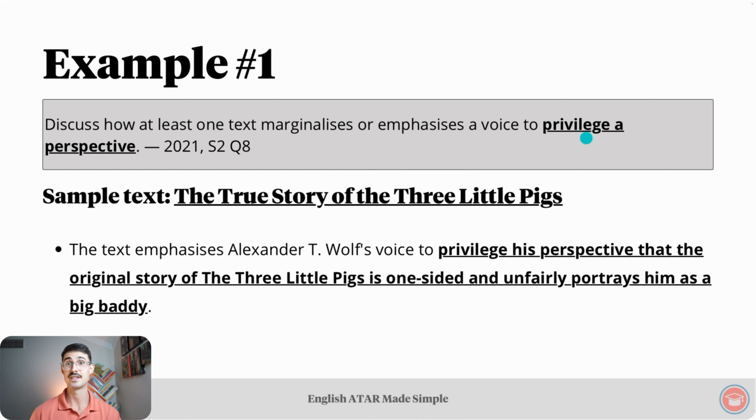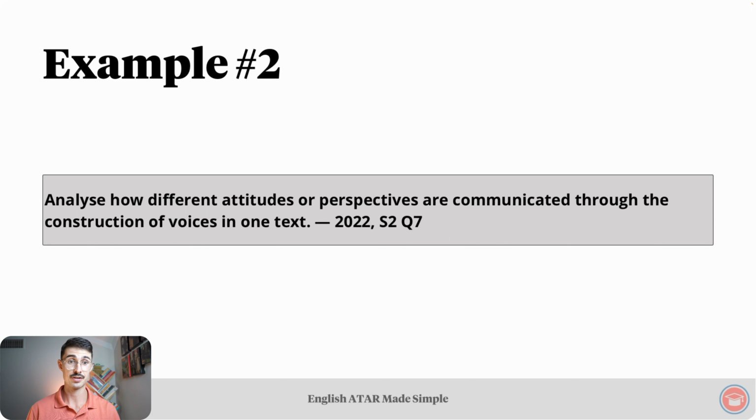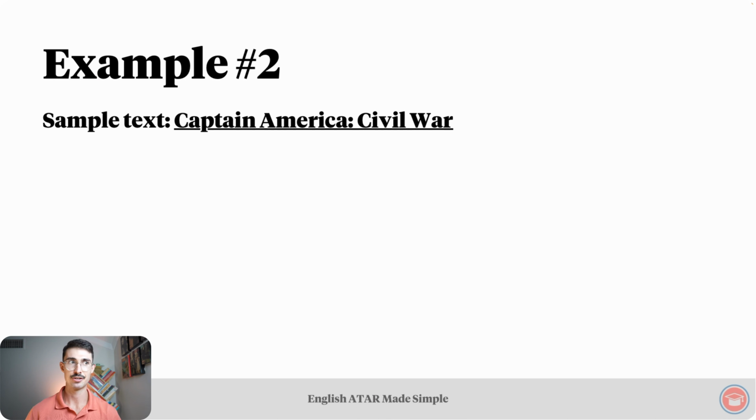A second and final example. Analyze how different attitudes or perspectives are communicated through the construction of voices in one text. So with this question, we're looking at how attitudes or perspectives are communicated through the construction of voices. We'll briefly discuss this example in relation to a familiar text, Captain America: Civil War. We also looked at this one in the previous lesson. And we're reusing this text because our prior understanding of it is just going to help us understand how to attack this question. In short, Team Cap is one voice, Team Iron Man is another voice.